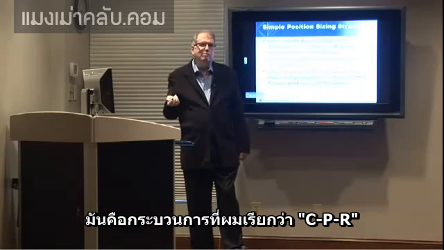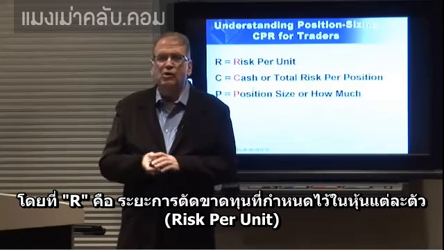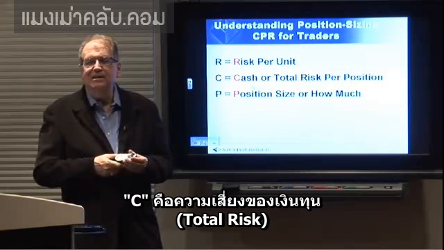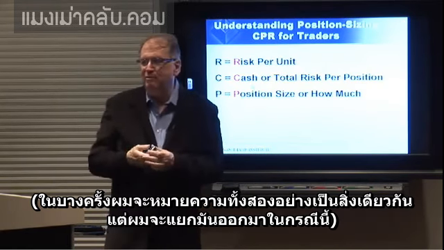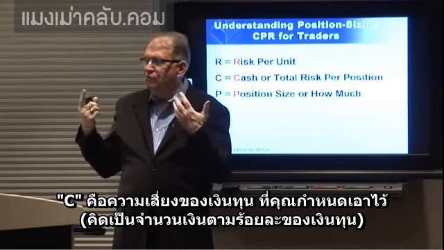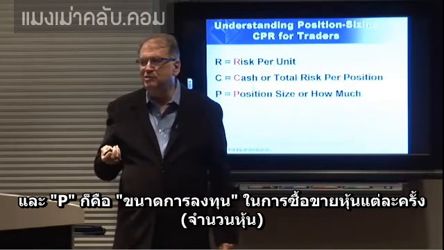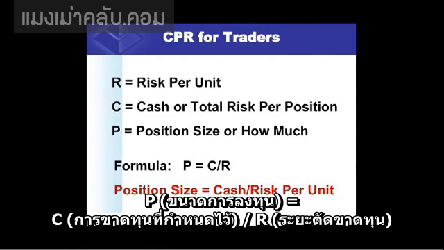We do that through a process I call CPR for traders. R here is your unit risk. C is the total risk. Sometimes I equate the two, but in this case we'll separate them. C is the total risk, or your percent of equity that you're going to risk. And P is your position sizing. The formula is position sizing equals total risk divided by your unit risk.